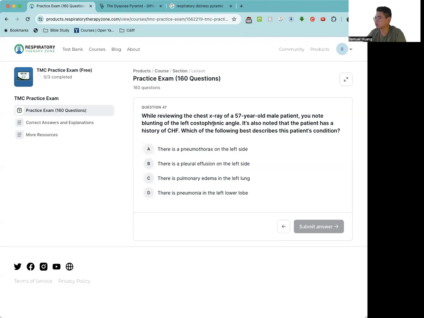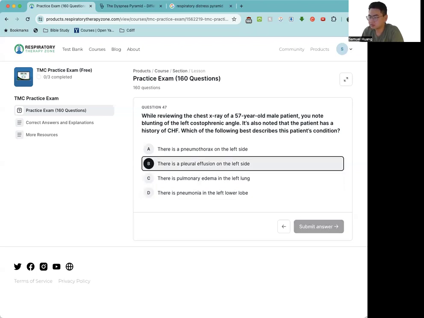Blunting of the left costophrenic angle is fluid, pleural effusion, history of CHF. So it's on the left side. So it's pleural effusion. Nice.